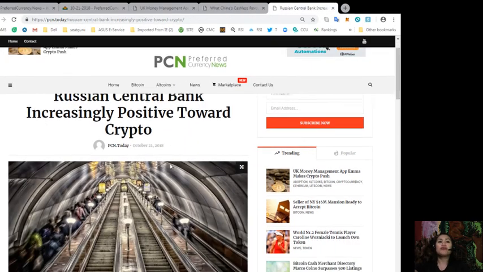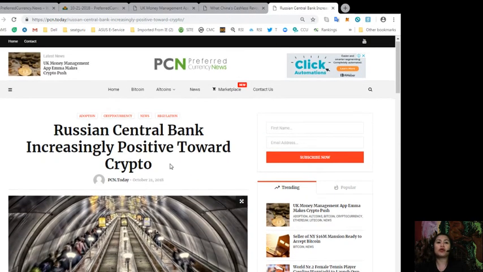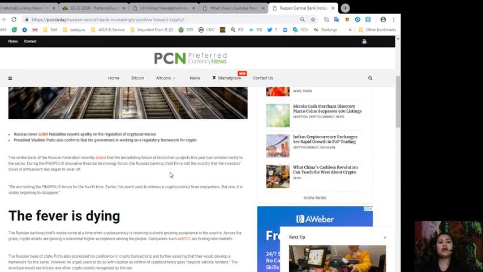And lastly, Russian Central Bank increasingly positive toward crypto. Now, the Central Bank of Russian Federation recently stated that the devastating failure of blockchain projects this year had restored sanity to the sector. During the Finopolis Innovative Financial Technology Forum, the Russian banking chief Elvira told the country that the investors' cloud of enthusiasm has begun to wear off. She also mentioned, quote, "We are holding the Finopolis Forum for the fourth time. Earlier this year, we used to witness a cryptocurrency fever everywhere, but now it is visibly beginning to disappear," unquote.